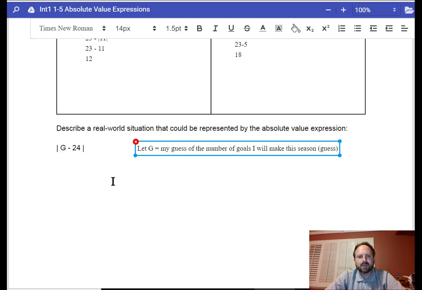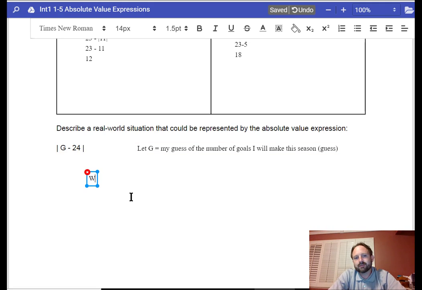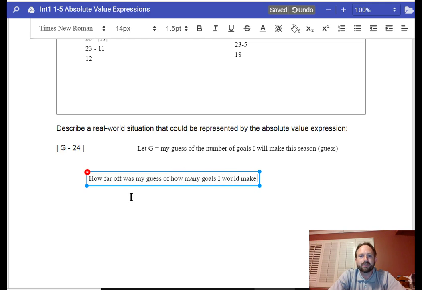I'm just saying that. All right, well, if I actually scored 24, I could subtract and figure out how far off my guess was of how many goals I would make. And so if I scored 26, this would tell me, hey, I was 2 off. If I scored 22, it would still be 2 off because it's the absolute value.